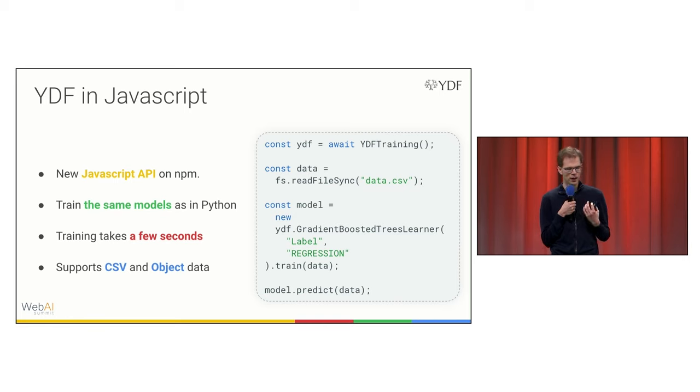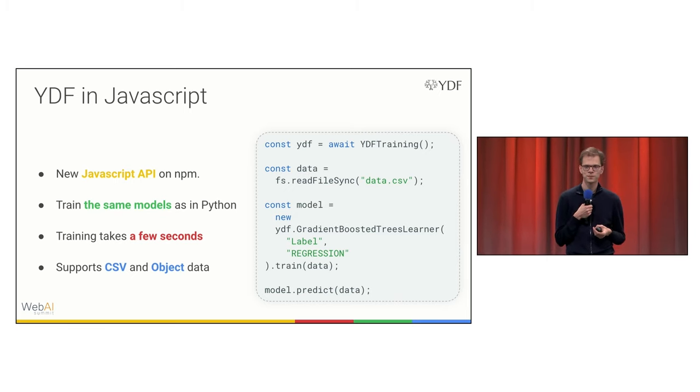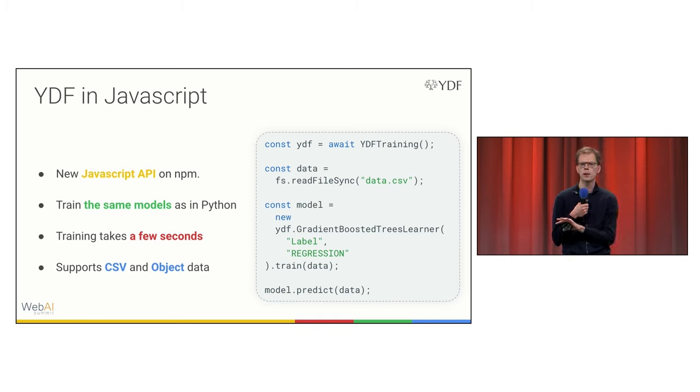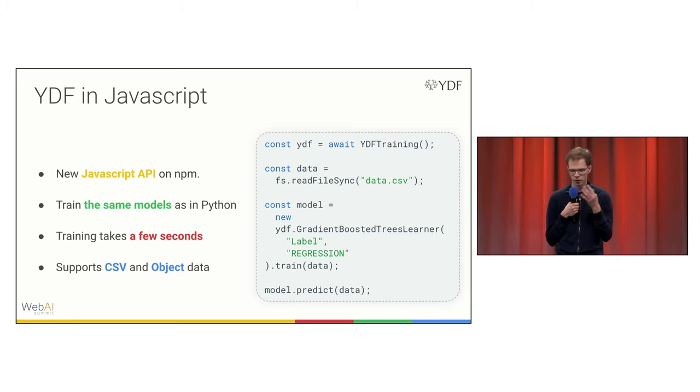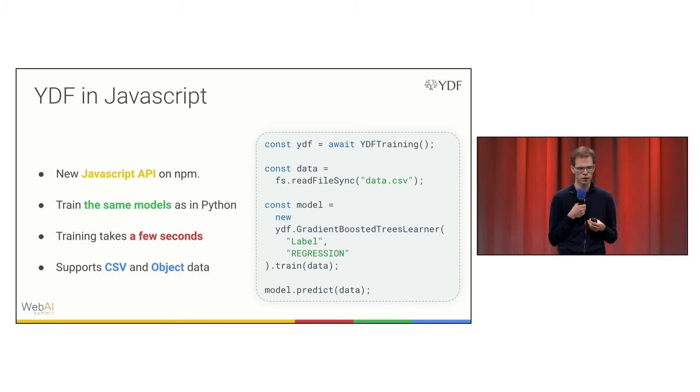The cool thing about training in JavaScript is that you can train the exact same models through WebAssembly as in Python. So through WebAssembly, we essentially share 95% of the code between the Python API, the C++ API, and the JavaScript API. Training still only takes a few seconds. And while for the Python API we support a multitude of different input formats, for JavaScript, for now, we support CSV and object data.